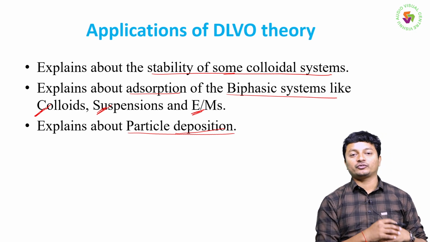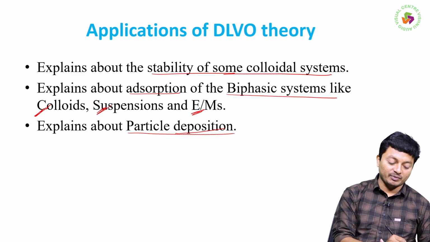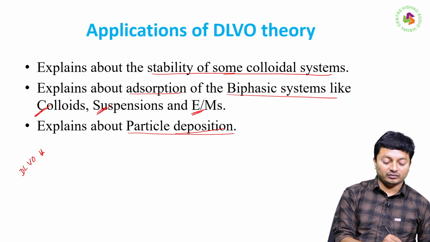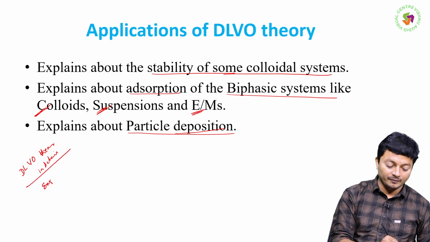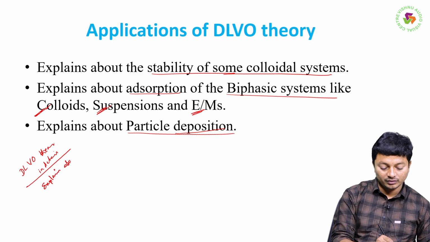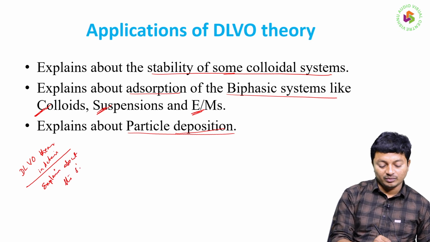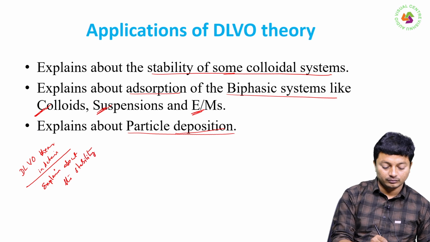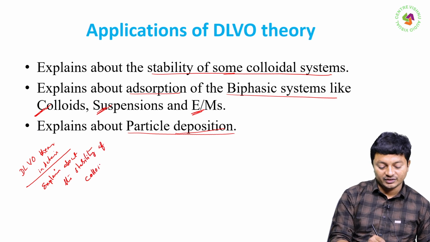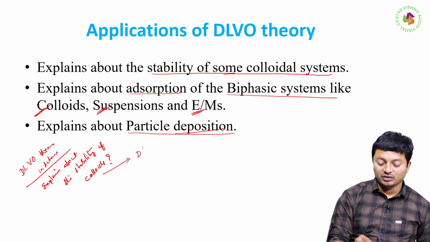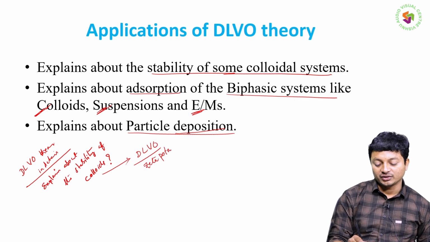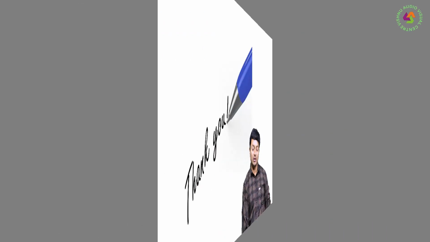And in case the question may ask you to explain DLVO theory in detail, or they may ask you an indirect question like explain the stability of colloids. Like this they may ask. Now you need to write about DLVO theory and zeta potential. Don't get confused.